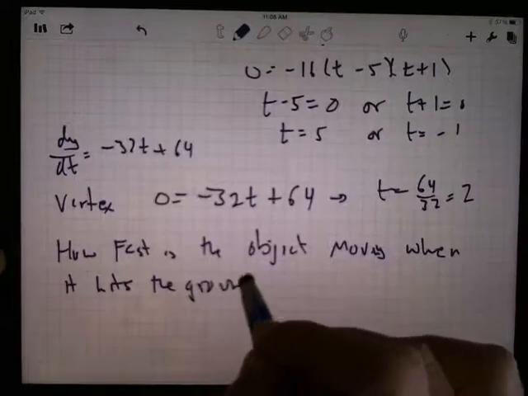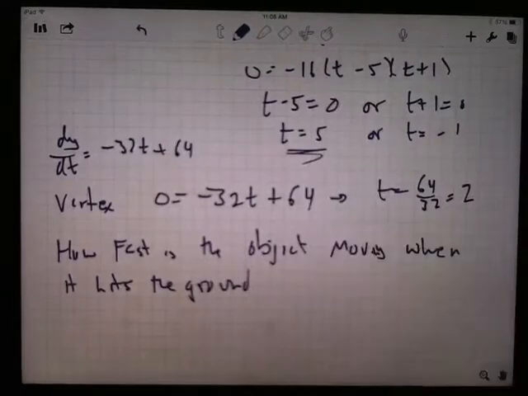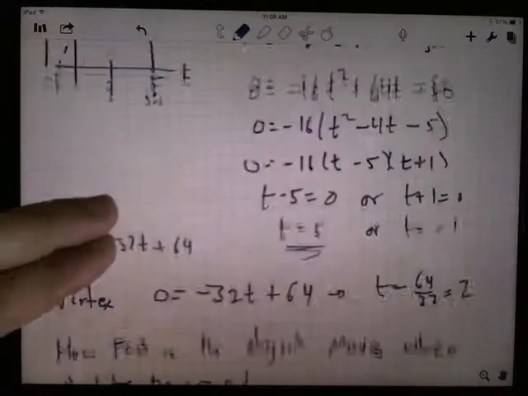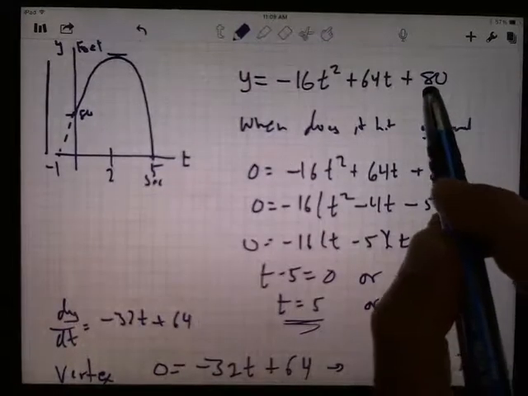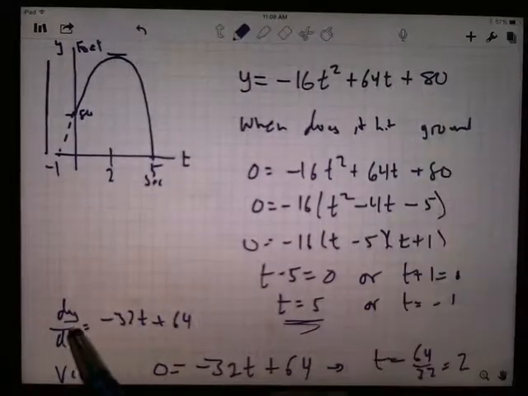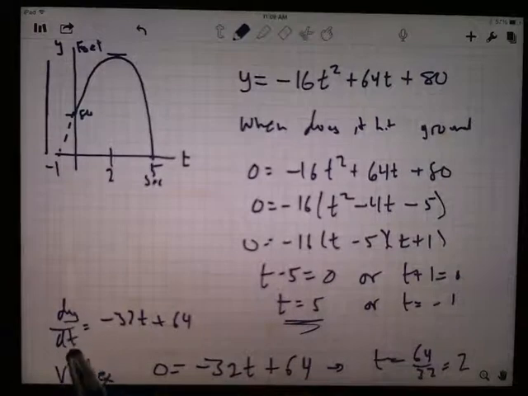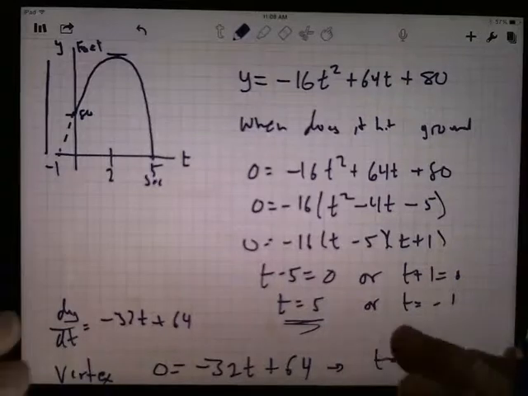Now, we know what time it hits the ground. We calculated that right here, time 5. I want to know how fast it's moving. Well, we have a position function. The position function is this. The rate of change in the position function, that is, how fast the position is changing with respect to time, is the derivative function. This is the velocity, right?